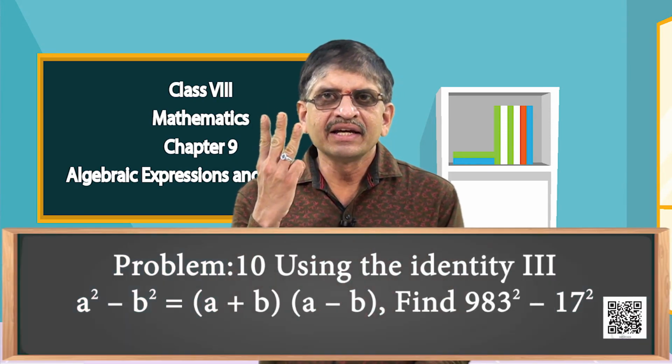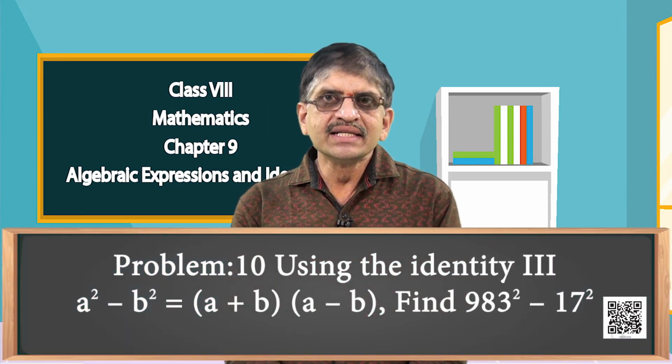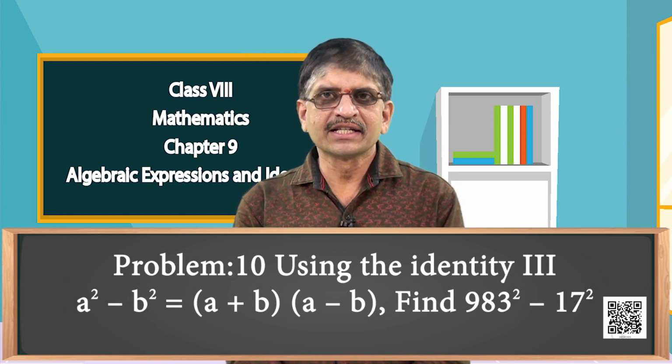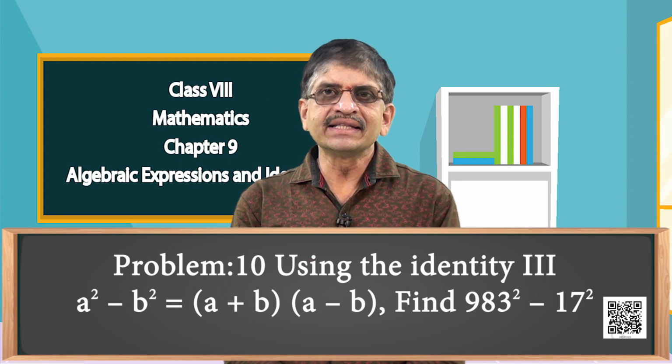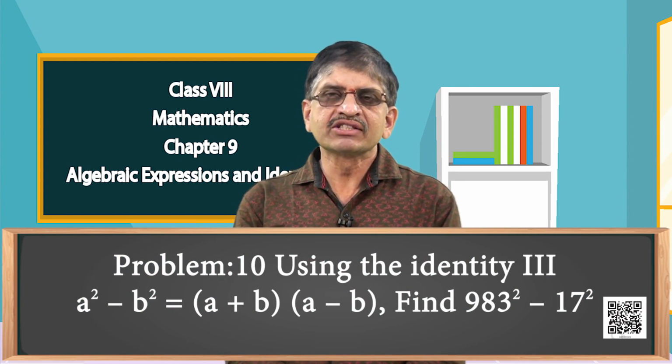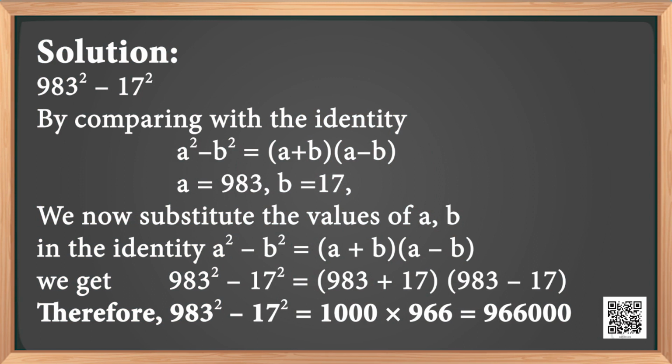Problem 10. Using the identity 3, a² - b² = (a + b)(a - b), find 983² - 17². By comparing with the identity a² - b² = (a + b)(a - b), can you tell me the values of a and b? Yes, you are right. a is equal to 983 and b is equal to 17.